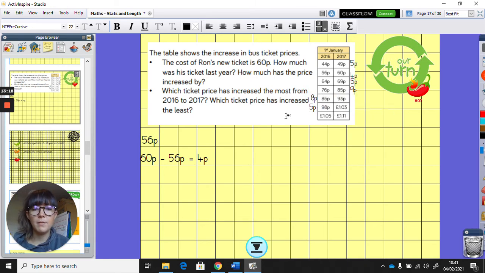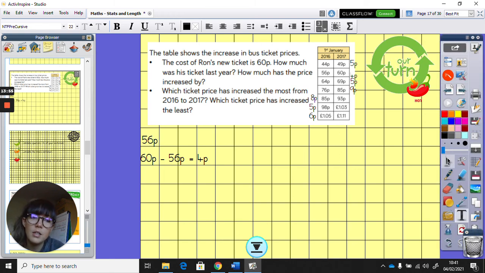Okay, next one, £1.05, and it's gone all the way up to £1.11. So remember, 105 to 111. So 105, 106, 107, 108, 109, 110, 111. We've got 6. You can just do it in your head if you like. So we need to now say which ticket price has increased the most from 2016 to 2017. And it's the one that's increased by 9p. So this one here has increased the most. And which ticket price has increased the least? It was the one that was only 4p, 56p to 60p.